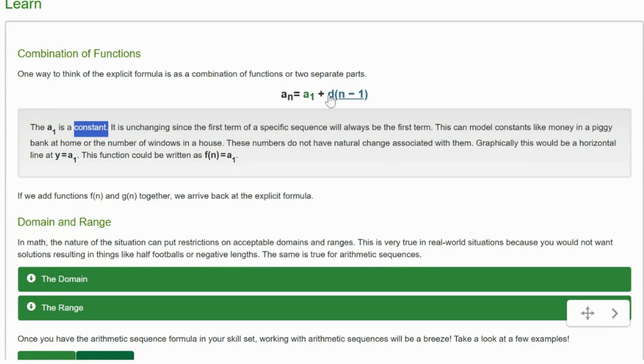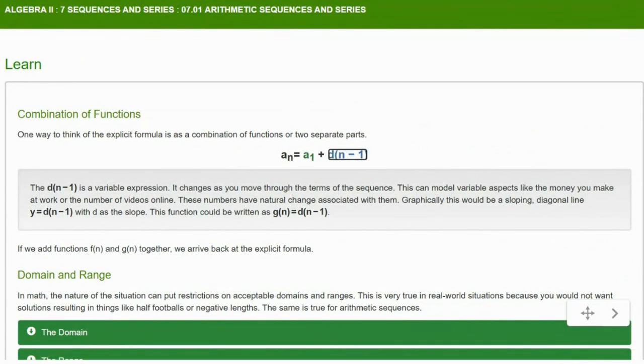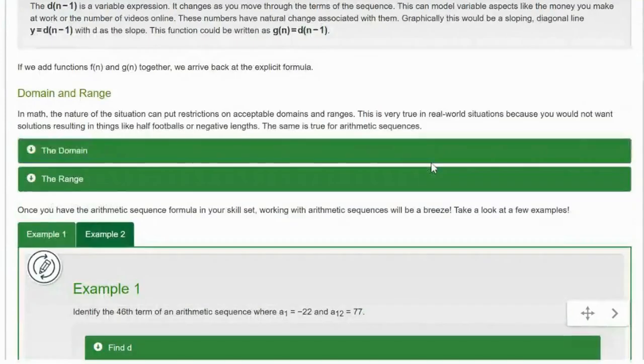And then the second part, d n minus 1, this is a variable expression because it's going to change as you move through the sequence. As your n changes, if I look at first term, second term, third term, fourth term, that's going to change what that's equal to. So when we put those together, just add them back together, that gets us to our explicit formula.